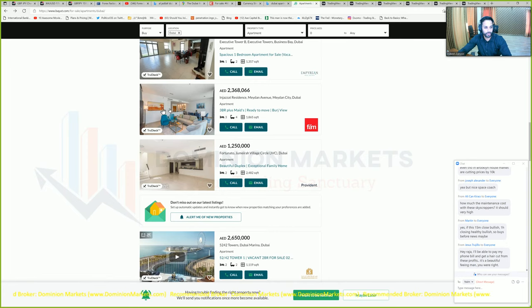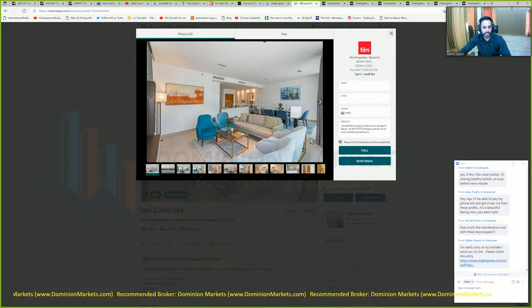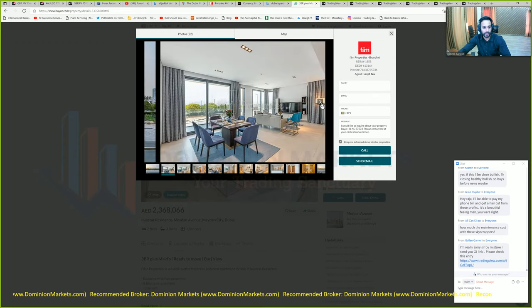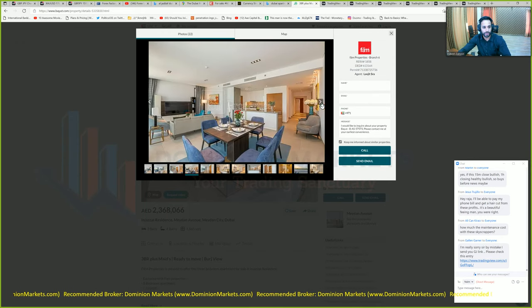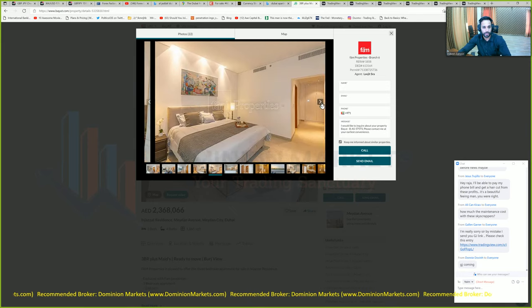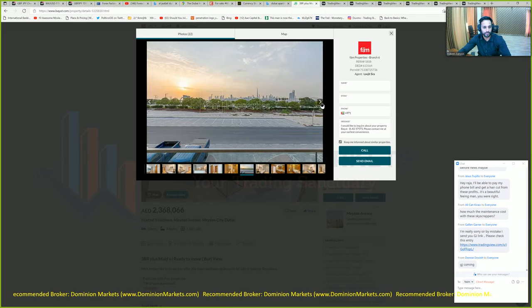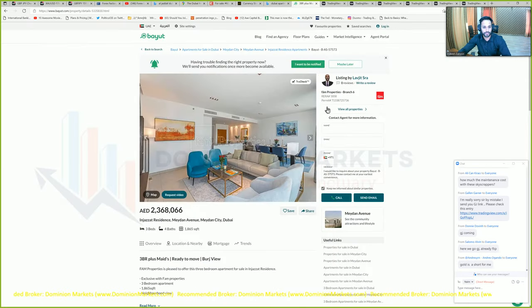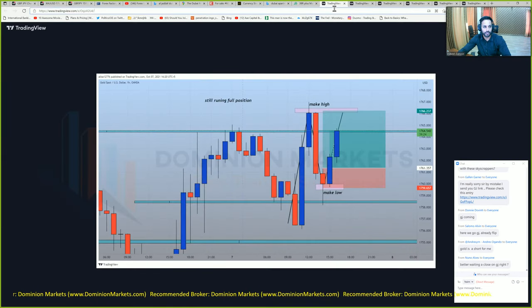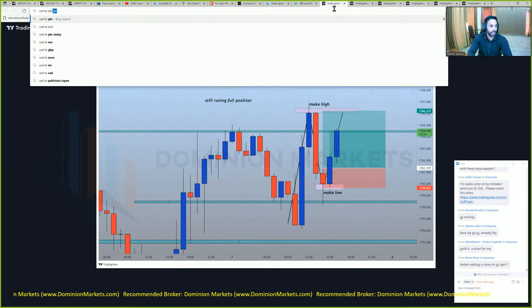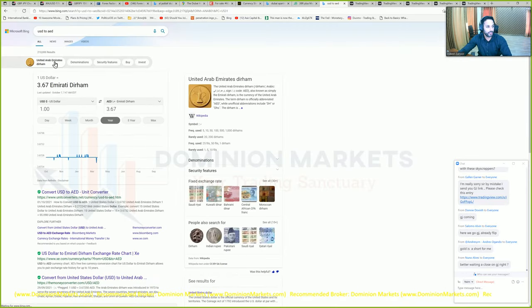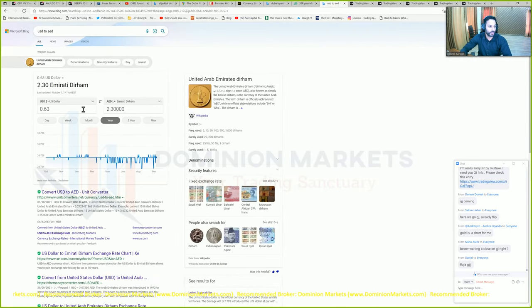Pretty clean spaces over here, to be honest. Look at this, 2.3 million. Maiden City. Not bad, not bad. Got a 6-seater table over there, too. Nice vacation home here. How much is this? 2.3 million. USD to AED. Let's see. 2.3. Oh, 600,000.